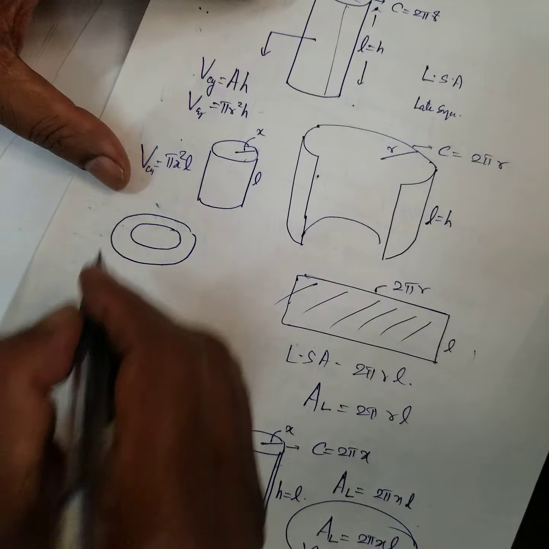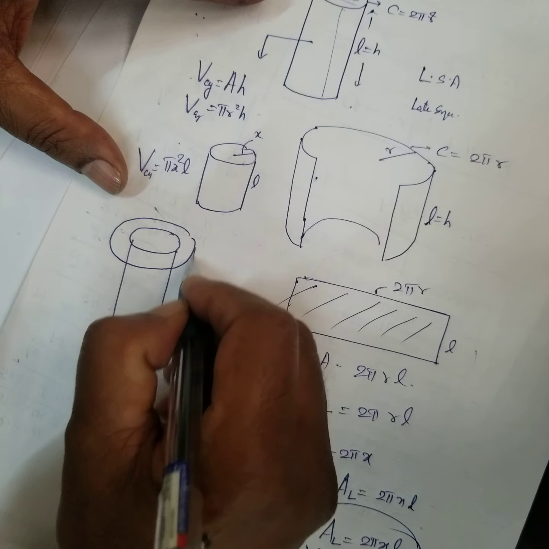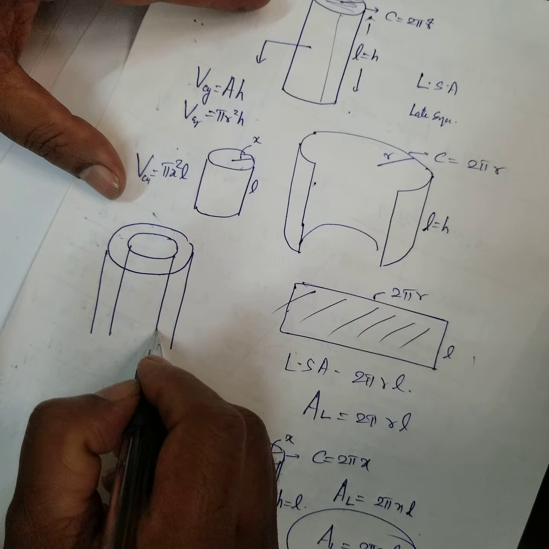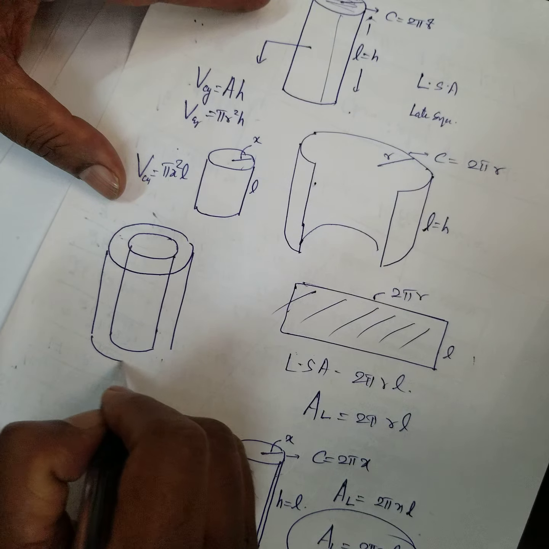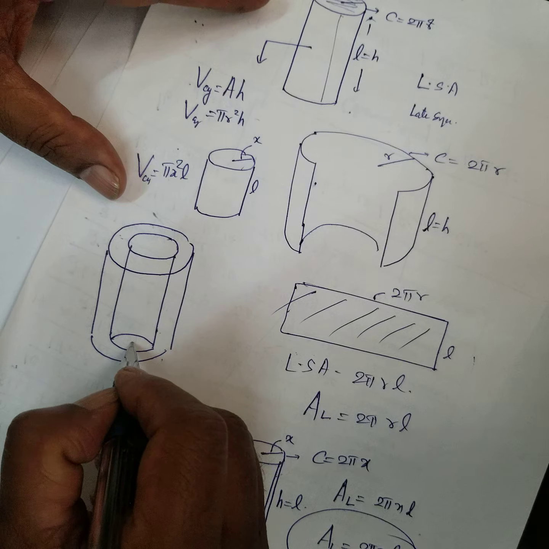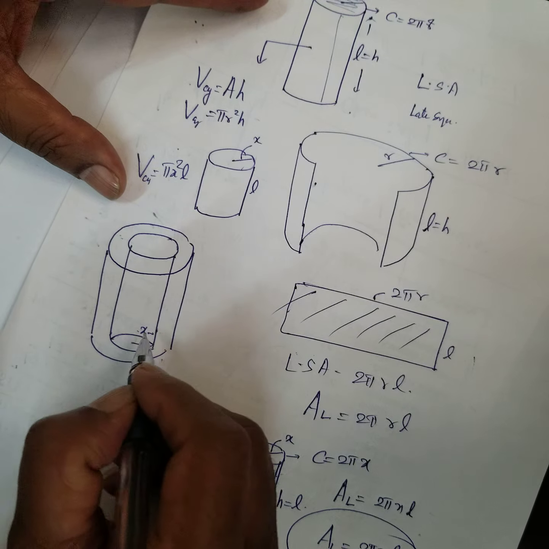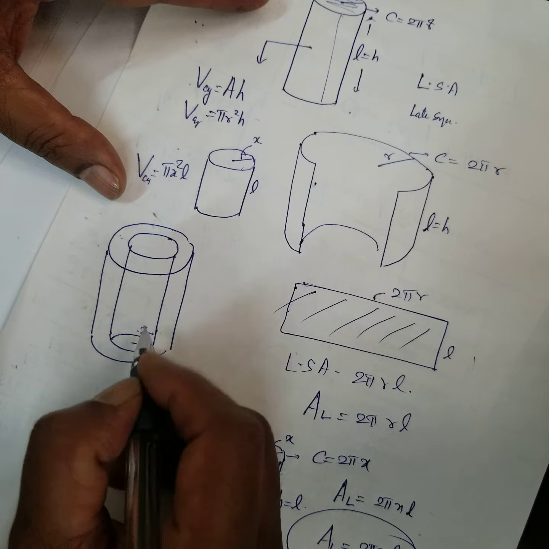Okay. Now, suppose you have two concentric cylinders. This radius is x, and this is dx. This outer radius is x plus dx. Now you have it like this. In the aerial view, this is x and this is dx.